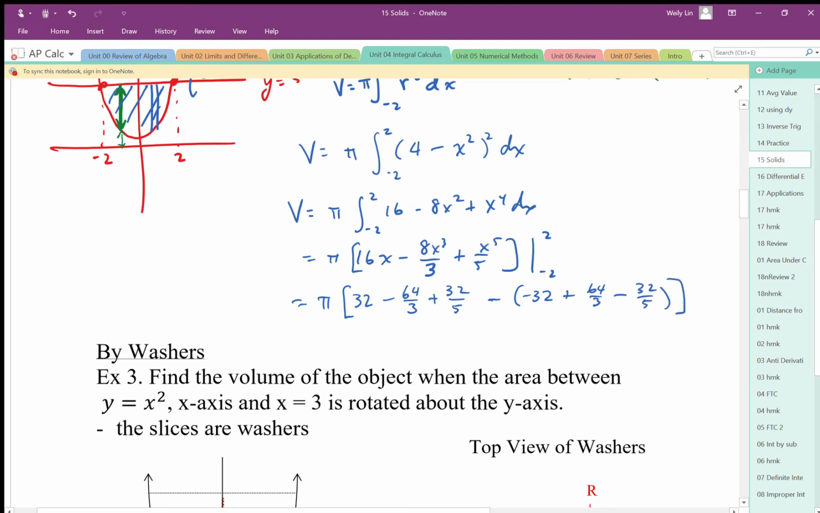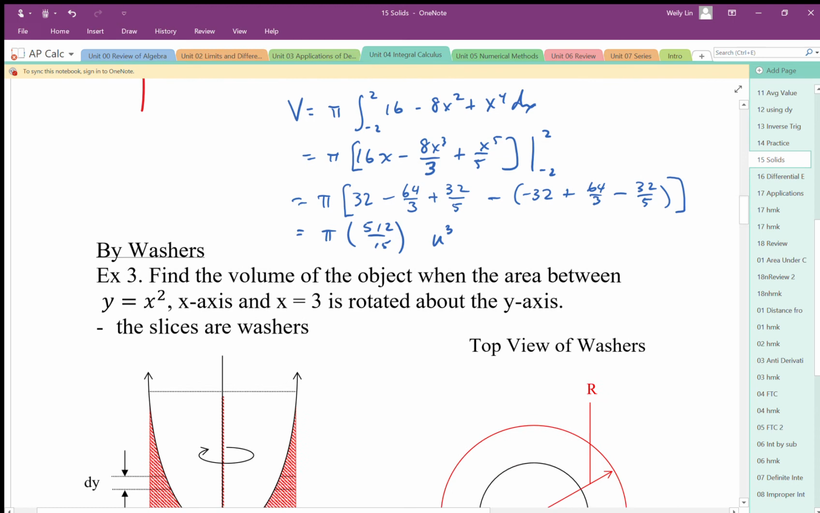Okay, so when you work that all out, well, what's that going to be? Let's see here. Put that to my calculator. 32 minus 64 over 3 plus 32 over 5. Okay, that's going to give me 256 over 15, and then I'm going to double that, so that ends up being pi times 512 over 15. Okay, so there's our volume, and this is going to be units cubed.